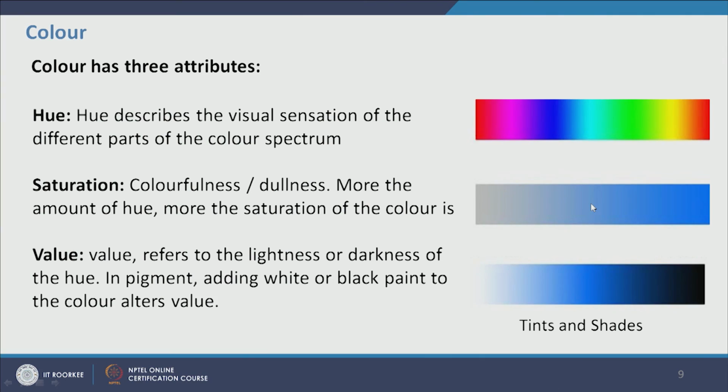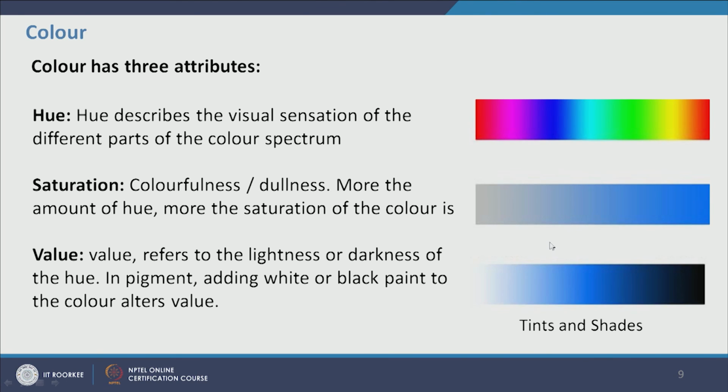And saturation, or chroma, can also be described as the colorfulness or dullness of a particular hue. Here in this example we have taken blue as a hue, and the saturation on the left hand side is less. At a certain point we cannot recognize the blue as a hue, it appears as gray. On the other hand, on the right hand side, the blue has the highest saturation.